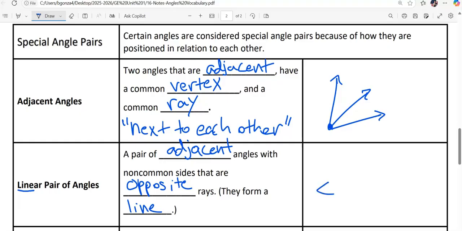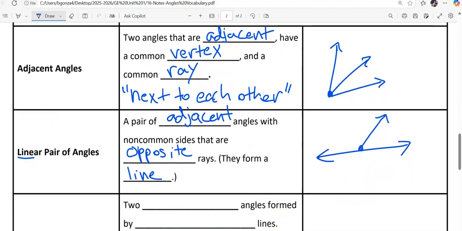So here's how you can draw it easily. Draw a straight line, and then in the middle of it, you can just draw a ray coming out of it. But these two angles are right next door. They share a ray and a vertex, but they make a nice straight line. Linear pair. Cool?